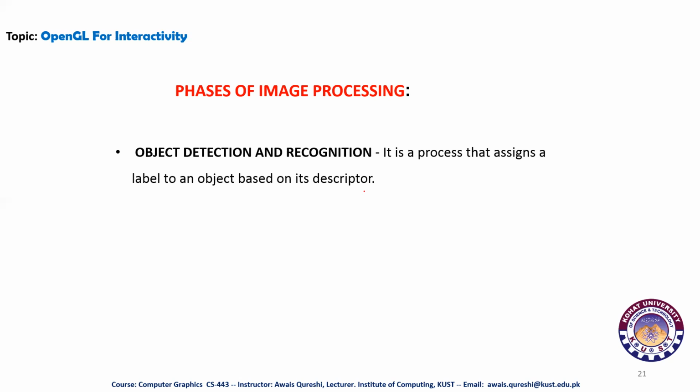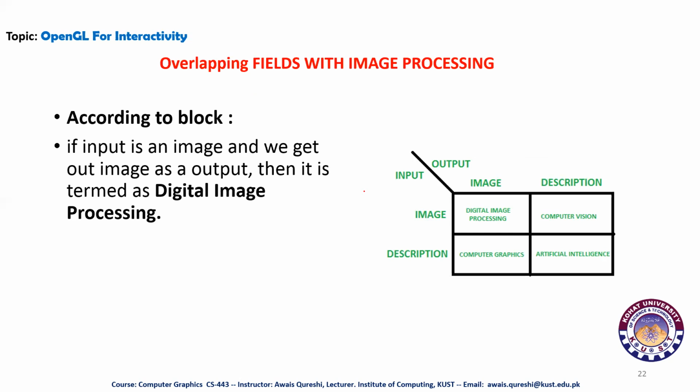Okay, so there is some overlapping in the fields that are directly related to image processing. The first one, as you can see, is block number 1, which is called digital image processing. Input is the image and output is the image. As you can see, the output is also an image and the input is an image. So this is called digital image processing. And the second one is image.